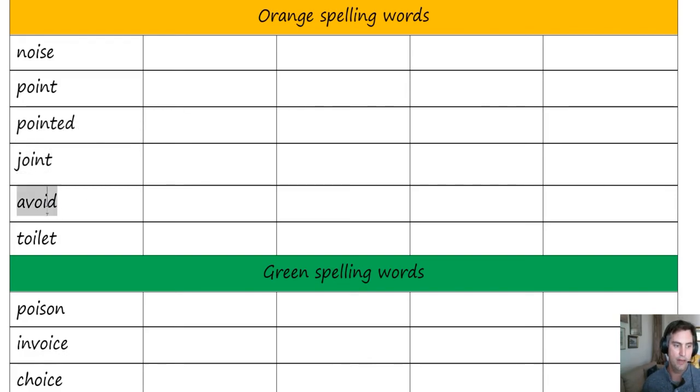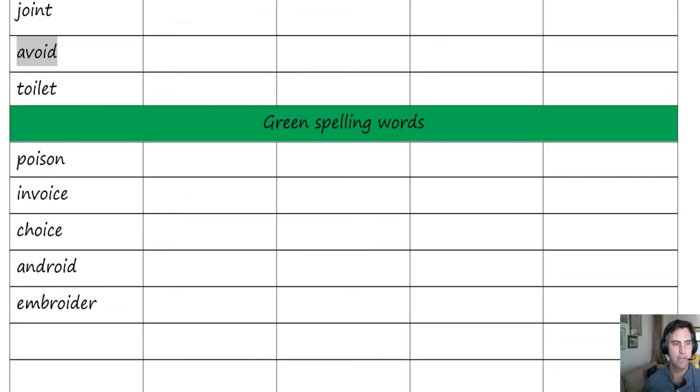Next one is avoid. Say the word avoid. If you try to avoid someone or something, it means that you try not to come into contact with them. So all of us at the moment are trying to avoid gathering in large groups of people because that's how coronavirus can spread. That's why we're at home. Next word is toilet. Say the word toilet. A toilet is somewhere that you go to do your number ones and twos.